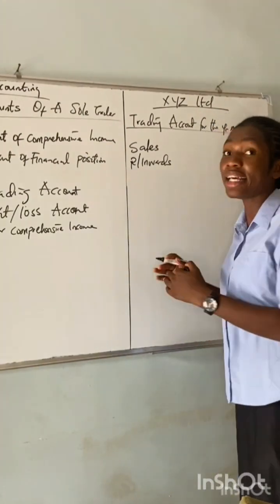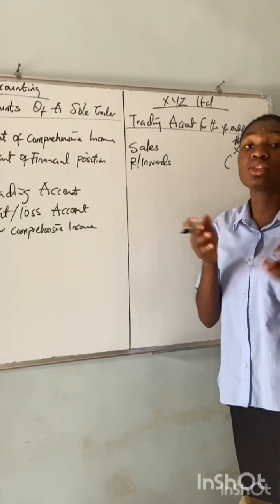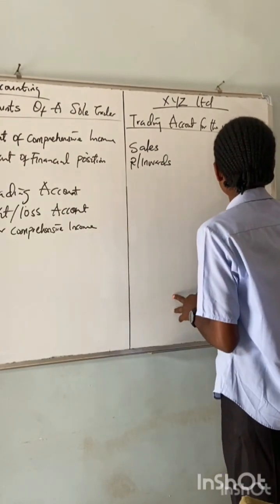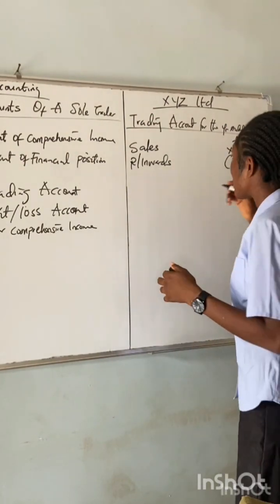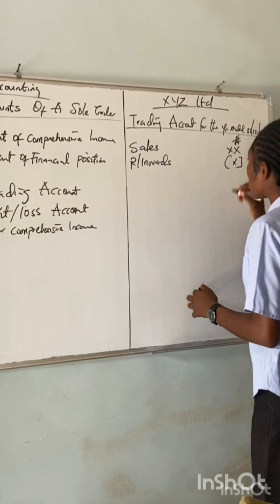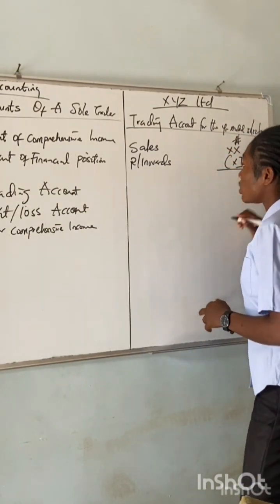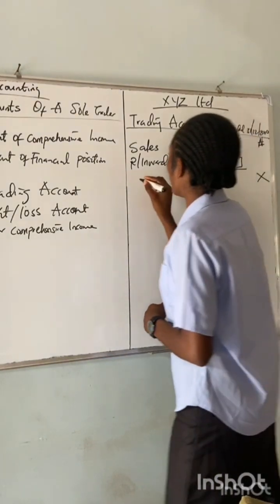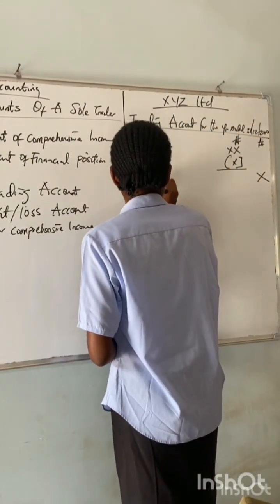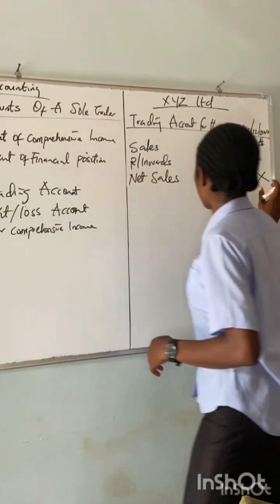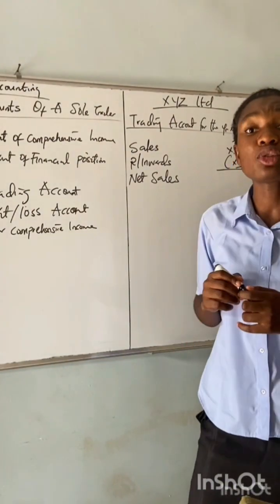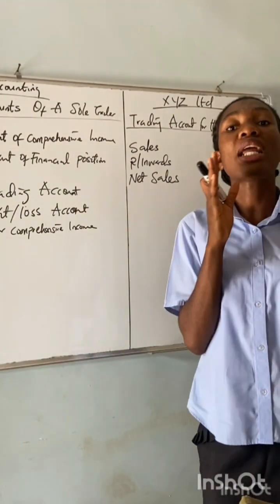Now when we are saying less, we use our bracket to symbolize subtraction. So let's assume we are using our x for figure. We are going to less our returns inward. And then when we less that, we'll be having our net sales on the second line. We'll be calling this our net sales. So this is the total amount of money that was gotten from sales for the particular year.